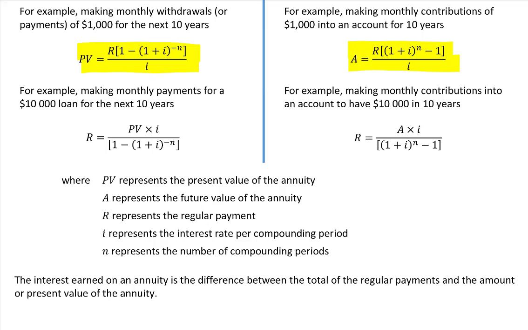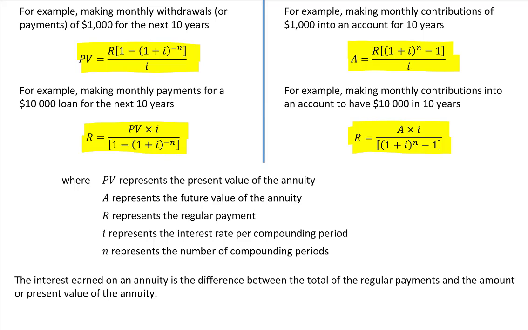Next up is our second formula. It's just a rearrangement of our present value formula. An example of when we would use this formula is when we're making monthly payments for a $10,000 loan for the next 10 years. This will help us find the regular payment.